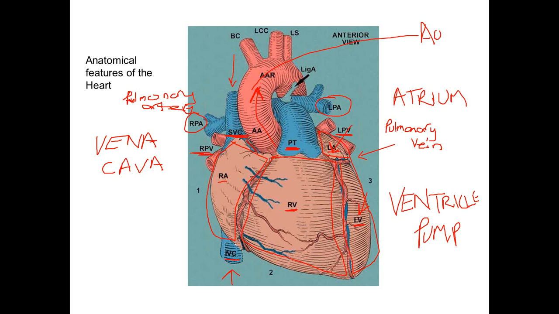Aorta. Okay, so those are the key things I want you to know about the heart. The four chambers, atria and ventricles, right and left. The veins going into the heart from the body and from the lungs, and the arteries going away from the heart, the pulmonary arteries and the aorta.